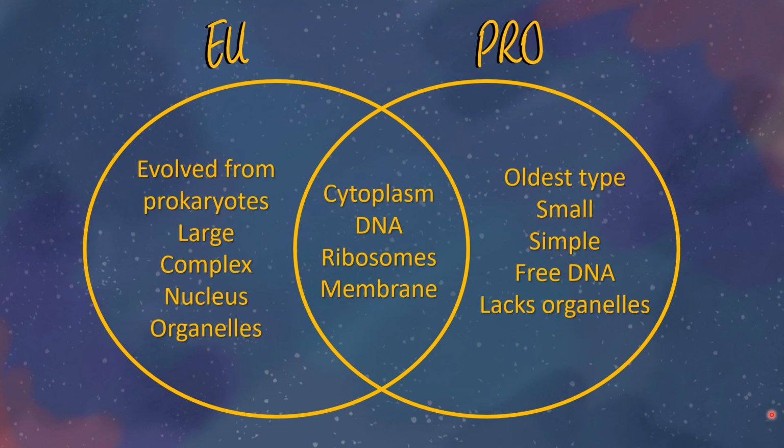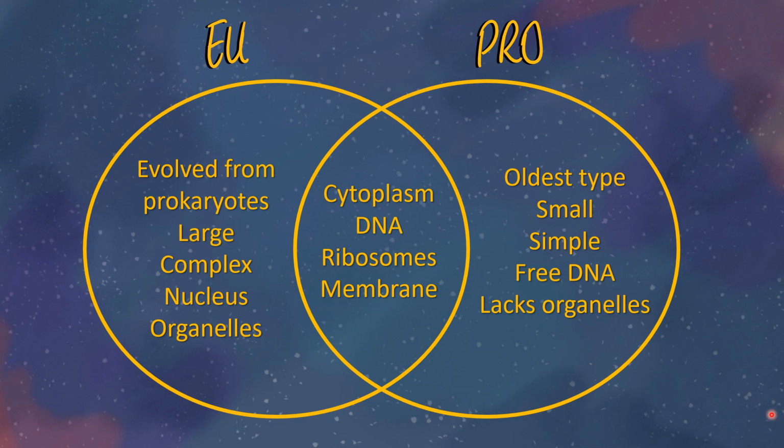Okay, and there we go. So eukaryotes, we've got they're evolved from prokaryotes. They're large, they're complex, they have a nucleus, they have organelles. Prokaryotes, we've got that they're the oldest type of cell. They're small, they're simple, they have free DNA, and they lack organelles. And in the middle, we've got they both have cytoplasm, they both have DNA, they both have ribosomes, and they both have a membrane.